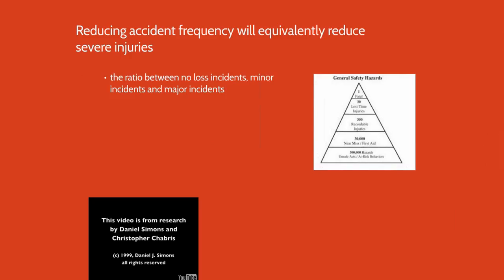Okay, and second of all, reducing accident frequency will equivalently reduce severe injuries. Okay, and they're talking here about the ratio between no loss incidents, minor incidents, and major incidents. And there's a picture there of the pyramid that helps sort of explain what they're getting at there.